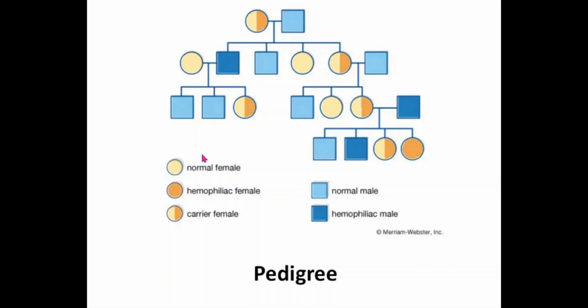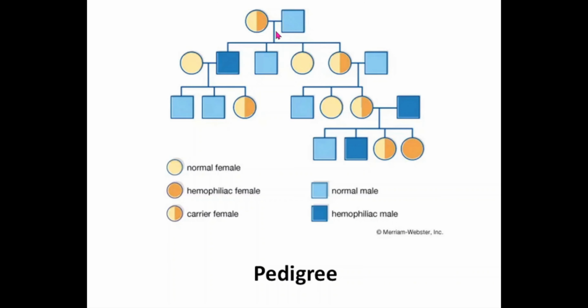For example, this is a normal female. This kind is a normal female. This one is a hemophilic female. Hemophilia is a kind of genetic disease. And this one is a carrier female. This kind of shape. This one is a normal male. This one is a normal male. And this one is a hemophilic male.